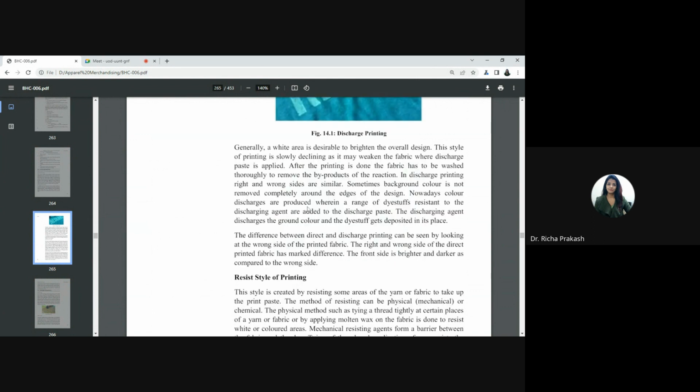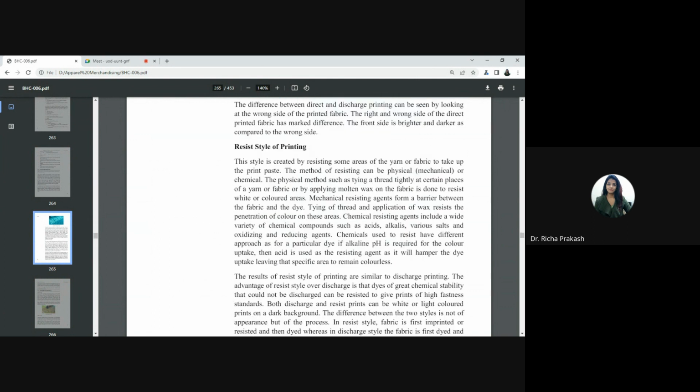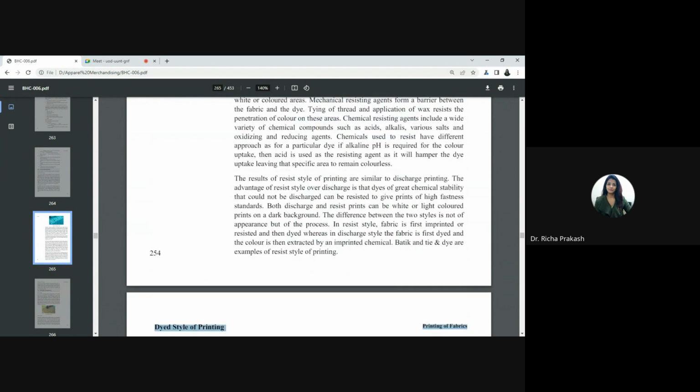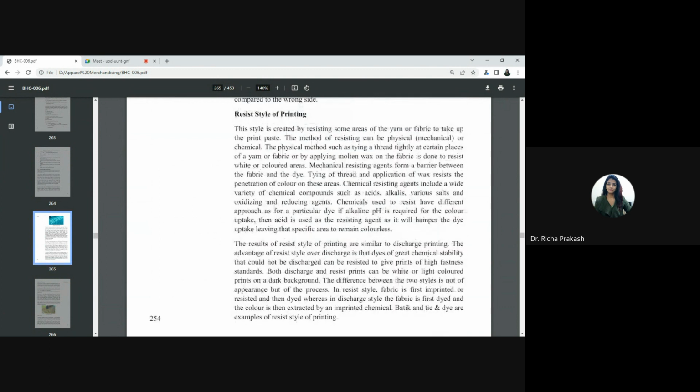So that's your discharge printing. Resistile, as I said, that's something you are resisting. So what happens in batik is that you apply melted wax on top of the design, and then you put that fabric into the dye. So the rest of the fabric absorbs color. Or maybe tie and dye also.